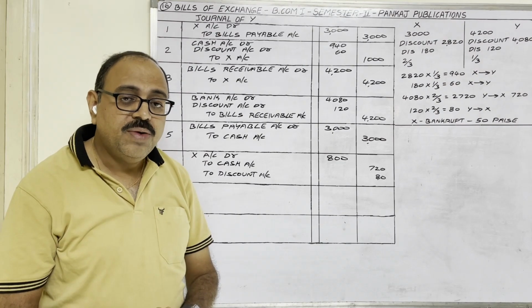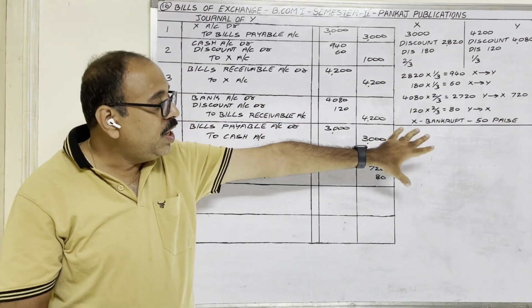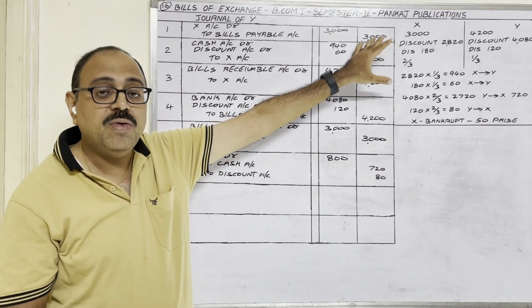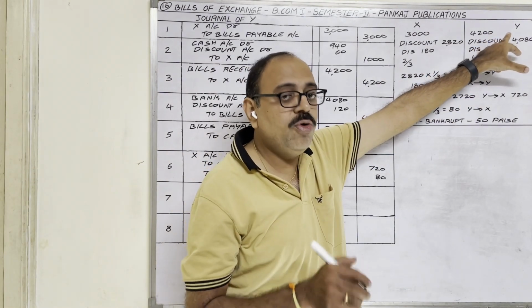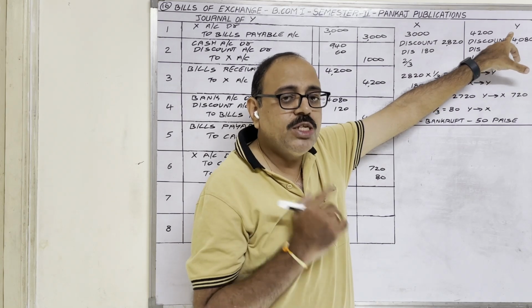Next entry is for what? See, for second bill X is drawee. On the due date of second bill, bank goes to X. X became insolvent now. X cannot pay the money. Then bank comes to us only. We have to pay. So in Y's books, we are writing journal entries. Think from Y's point of view.